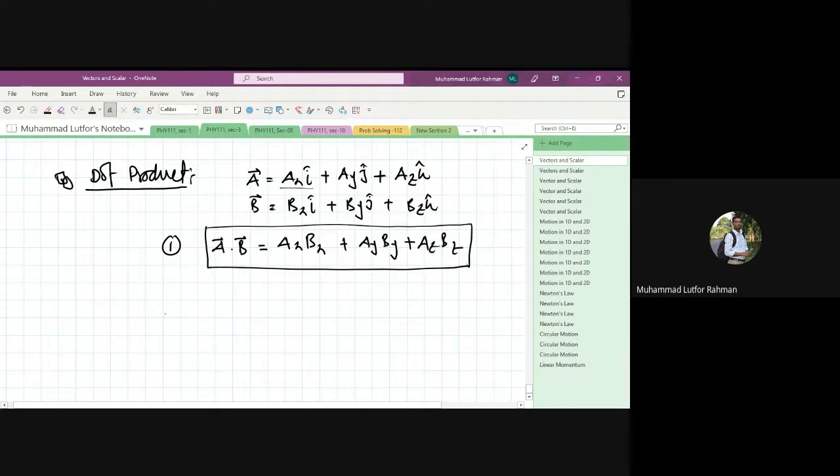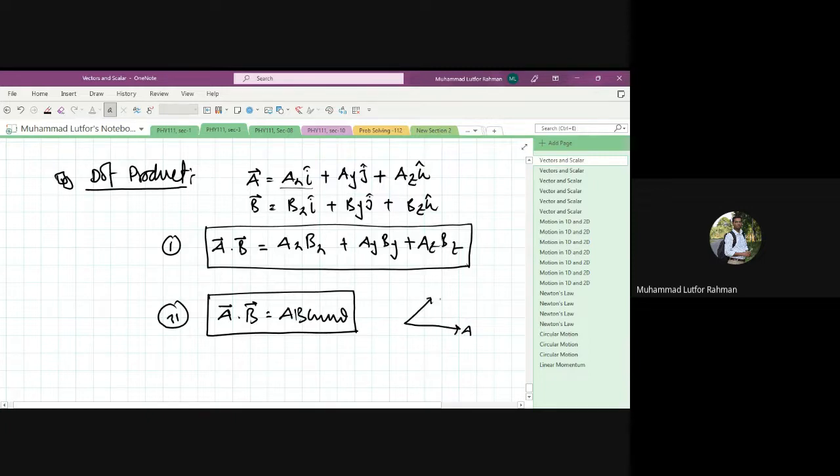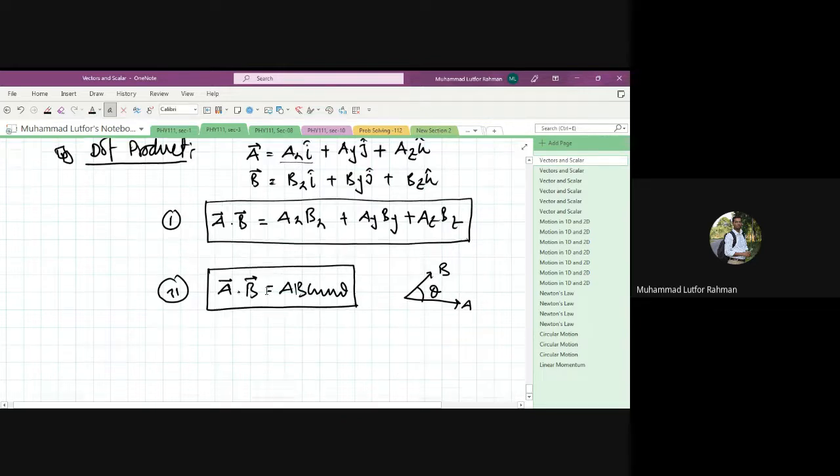Second method, we can write a dot b is ab cosine theta, where theta is the angle between vector a and b. Say this is your vector a, this is the vector b, and this is the angle theta. If you just know the vectors, then you can use the components to find the dot product of these two vectors. And if you know the angle between them, then you can use this one. So that's the way to find the dot product of the two vectors.